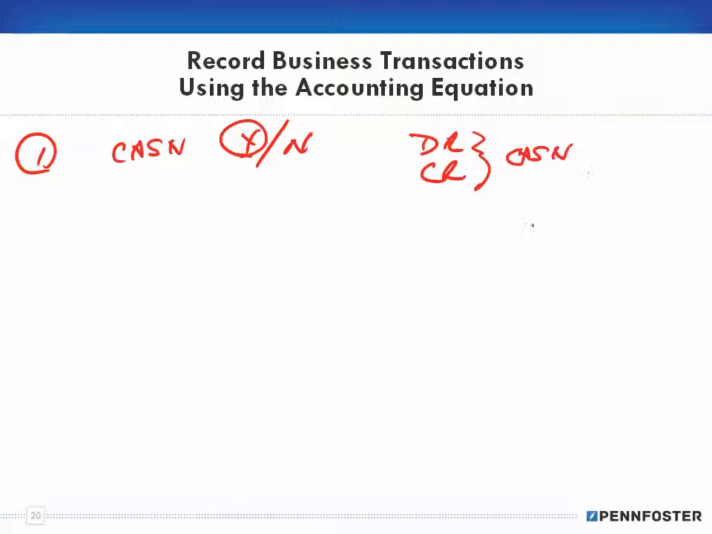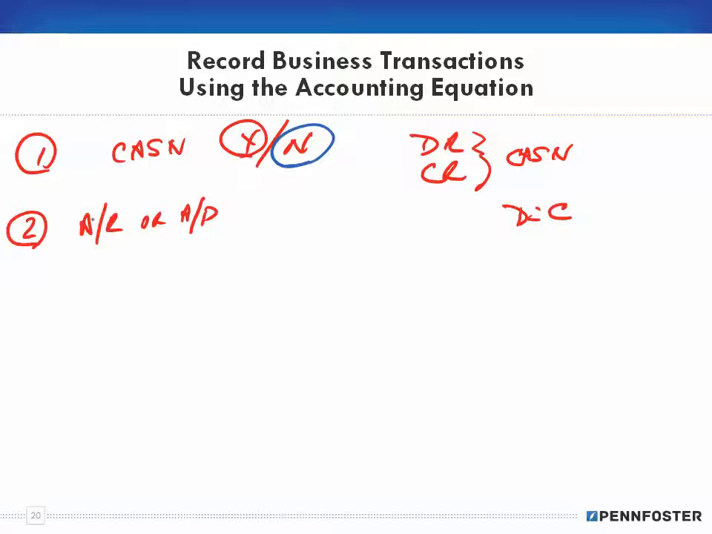Since I have my debit or credit and I know debits must equal credits, whichever I choose, I know I have to look for the other. So if I'm debiting cash, I have to credit something else. If I'm crediting cash, I have to debit something else. But when I ask myself, am I affecting cash, and the answer is no, the next question I'm asking myself is, am I affecting accounts receivable or accounts payable?